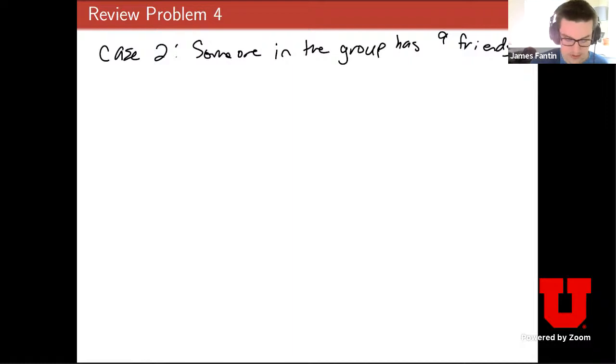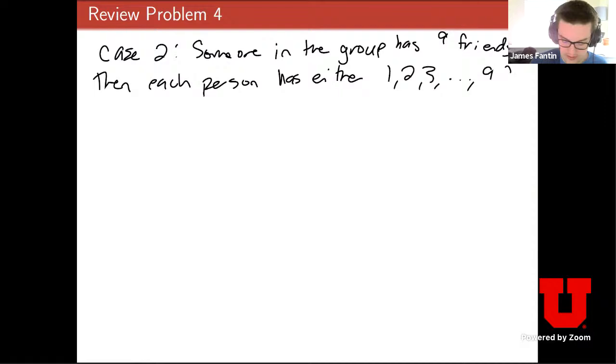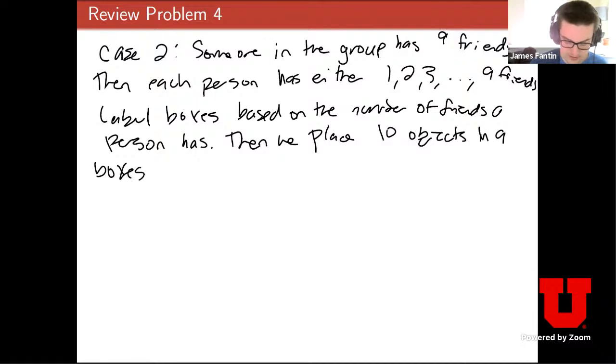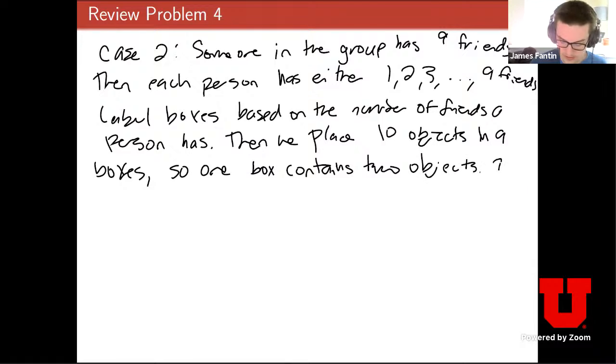All right, so then we can go through case 2, and case 2 is nearly identical. So case 2, we just assumed that someone in the group has 9 friends. Right, so then each person has either 1, 2, 3 through 9 friends. We've got 9 options again, so we just label boxes based on the number of friends. So then we place 10 objects in 9 boxes. So 1 box contains 2 objects by the Pigeonhole principle.